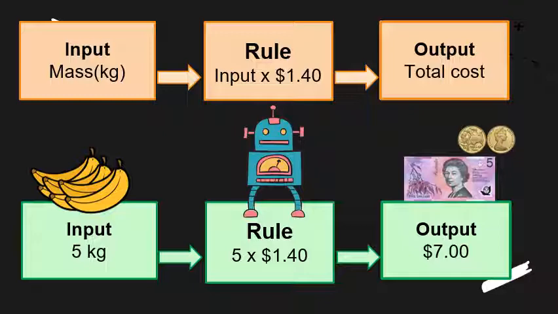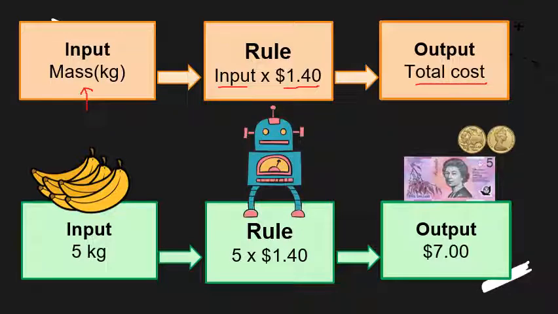Now, this idea of input and output may seem rather abstract, but we actually use it in real life every day, particularly if you're going to the supermarket and you're buying fruit and veg, and the cost of that fruit and veg is calculated based on its weight or its mass. So here, I'm going to apply that input rule output model to bananas.